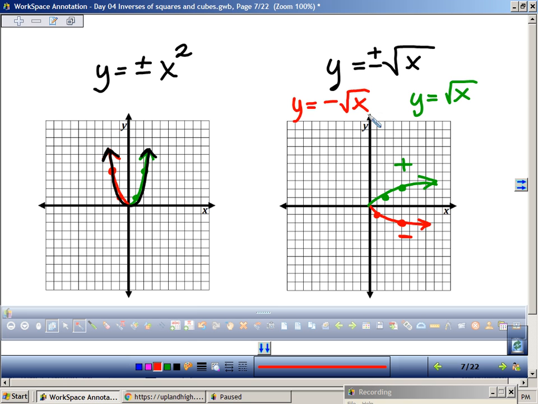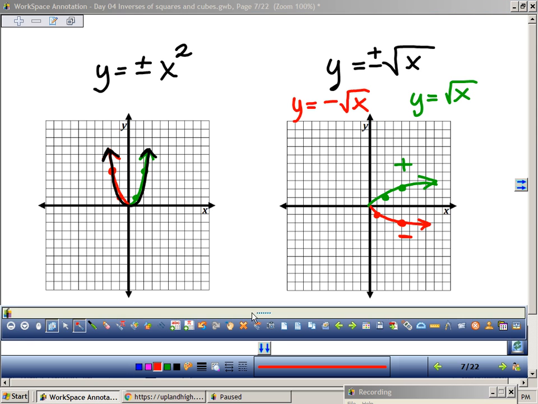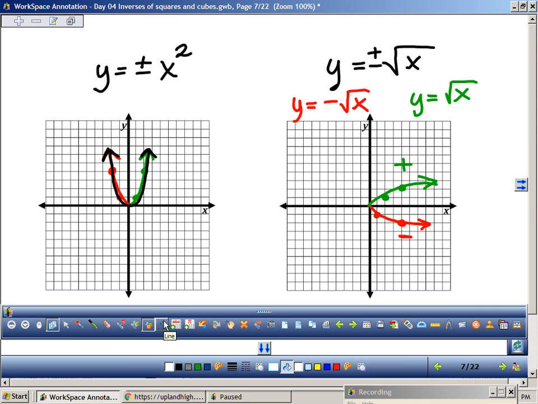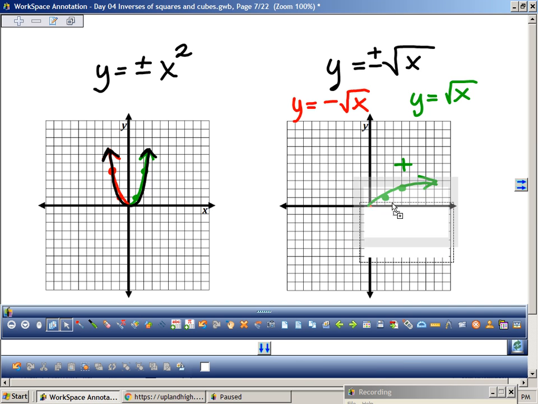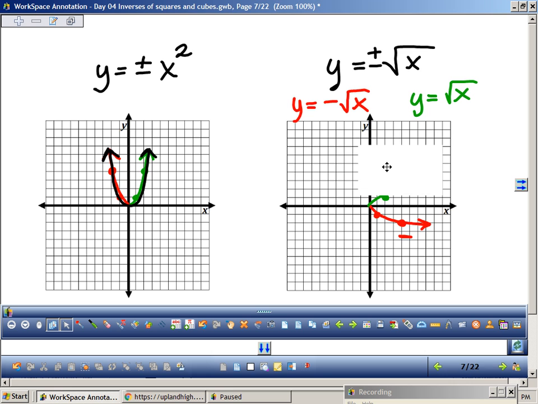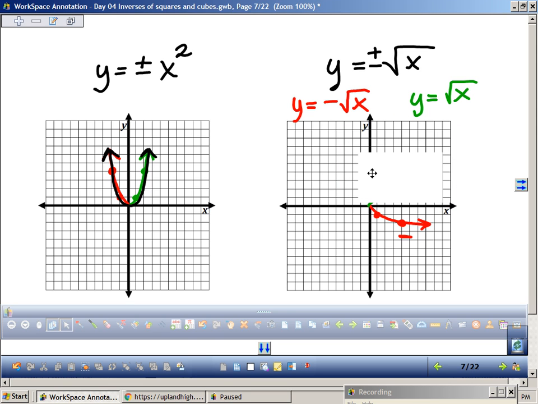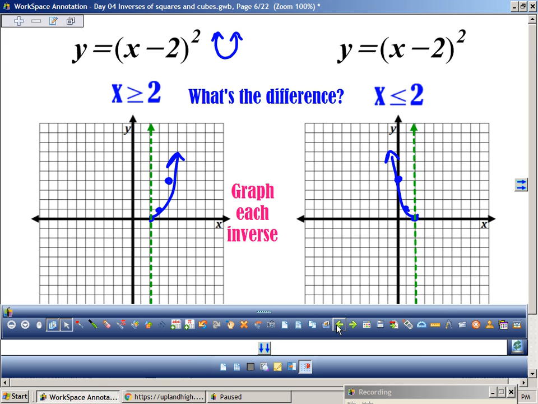Why can't you have both together? Then it won't be a function, right? I can't look at them both together because then it's not going to pass the test. So I either look at this one, either I look at the positive and make it a function, or I look at the negative and make it a function. Okay, does that clear some things up?